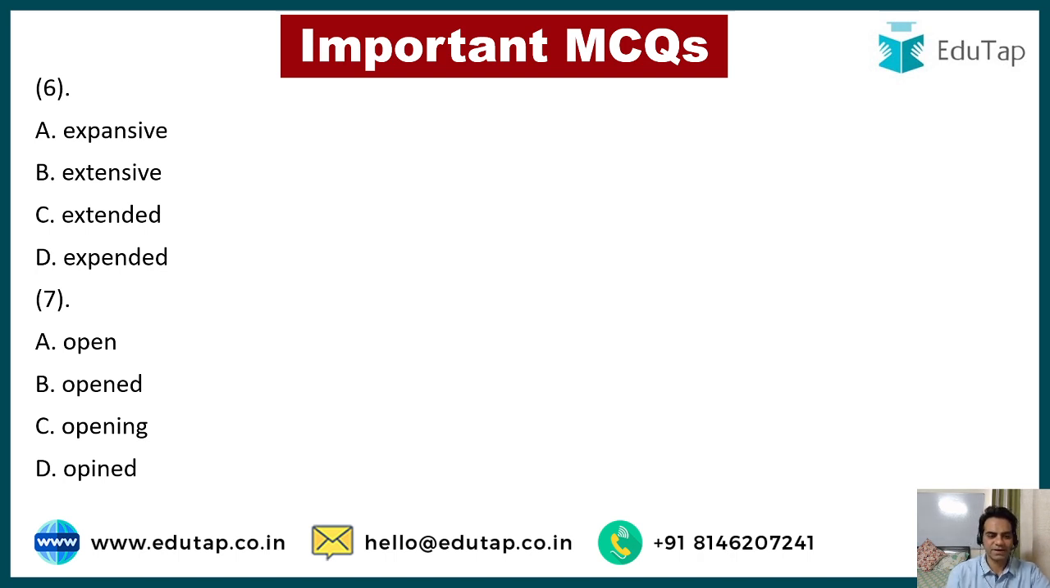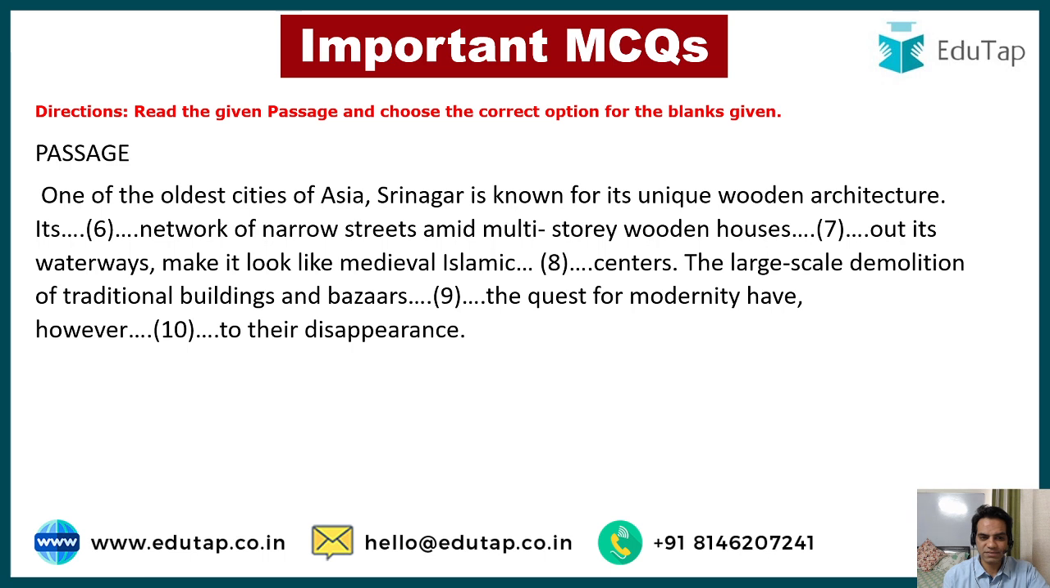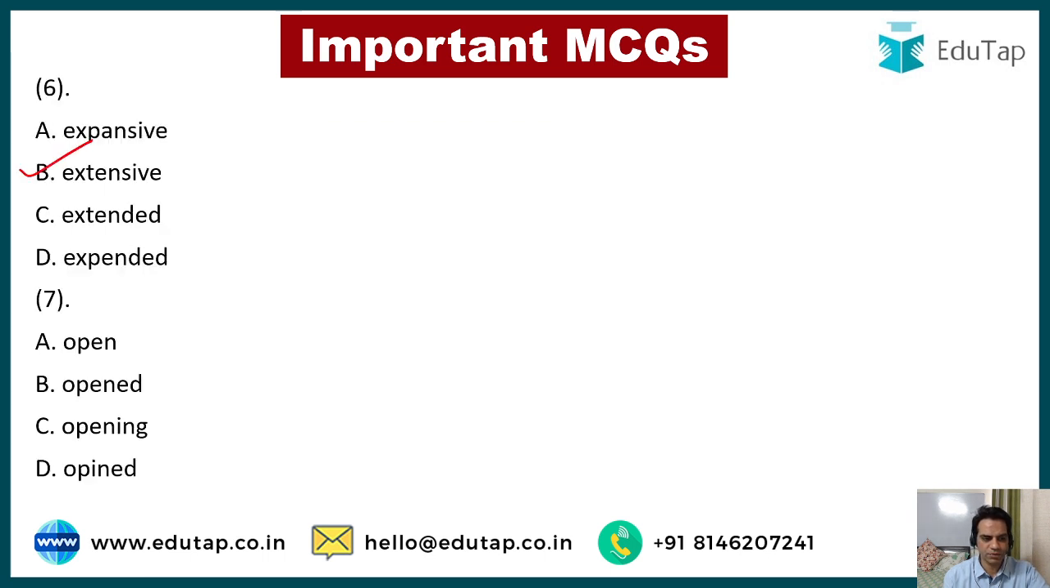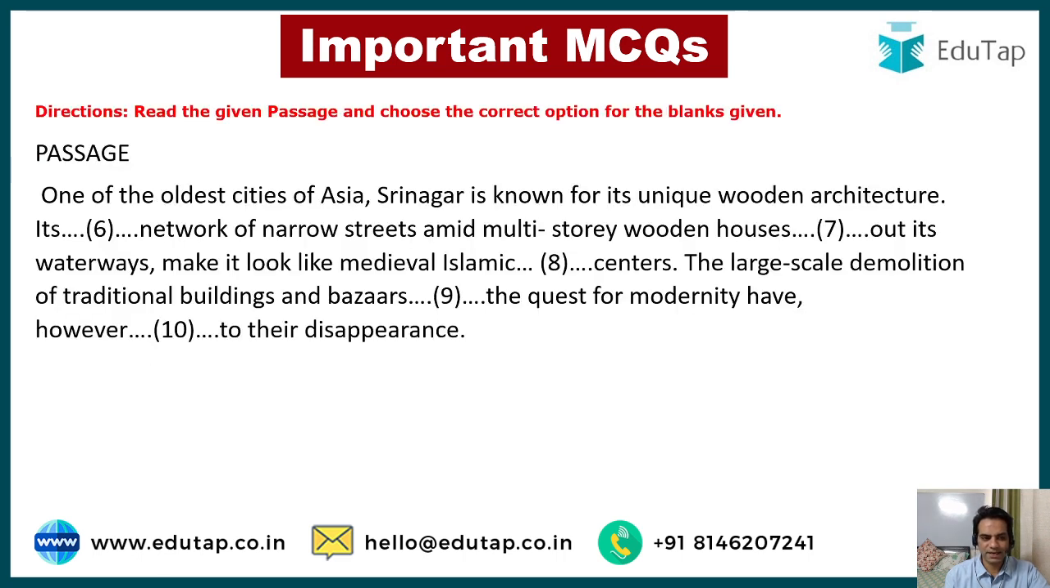Expansive is to expand, but a very complex network is called extensive. So the correct option is option number B. Its extensive network of narrow streets amid multi-story wooden houses, dash out its waterways. Open out, opened out, opening out, or opined? Yes, guys, so what should be the correct answer? Its extensive network of narrow streets amid multi-story wooden houses, opening out its waterways.